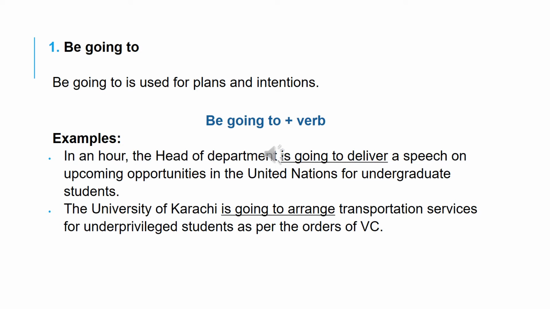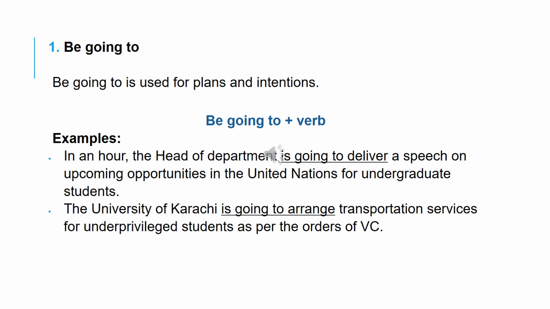Now coming towards the culturally relevant examples that I have carved, specifically keeping in mind the students, the audience that I've already mentioned in the first slide. The first example is basically, in an hour, the head of department is going to deliver a speech on upcoming opportunities in the United Nations for undergraduate students. So here basically there was a decision that was made that the HOD is going to be giving a speech in the department for the upcoming opportunities in the UN.